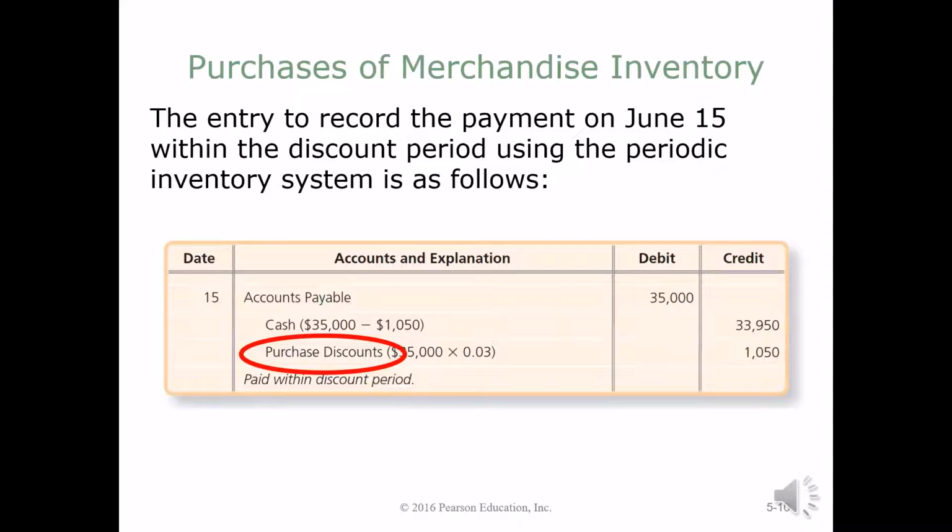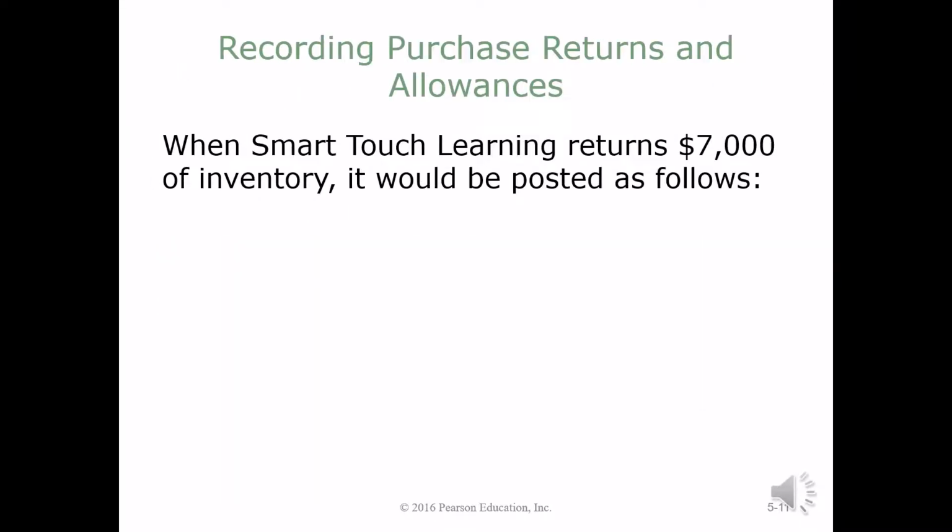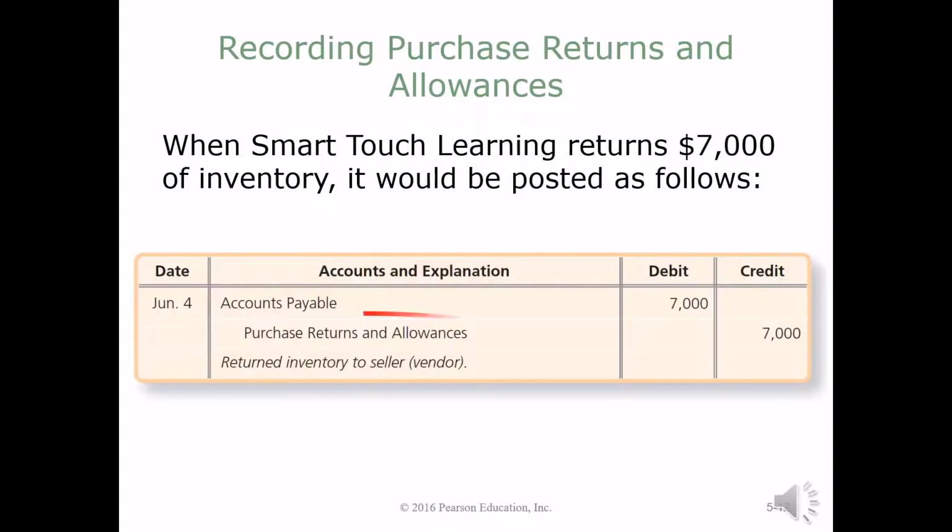Think about how a return would be posted. Remember that Smart Touch Learning returned $7,000 worth of inventory to the vendor. We reduce our accounts payable amount with a debit of $7,000, and a $7,000 credit goes to purchase returns and allowances.